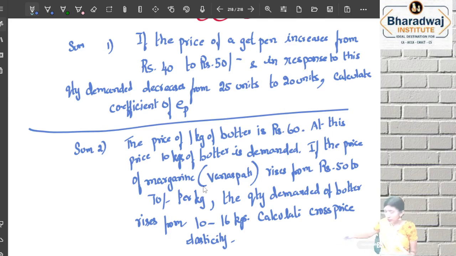If the price of gel pen increases from 40 to 50 and in response to this quantity demanded decreases from 25 to 20 units, calculate coefficient of EP. Sum number 2, the price of 1 kg of butter is 60. At this price, 10 kgs of butter is demanded. If the price of margarine rises from 50 to 70 per kg, the quantity demanded of butter rises from 10 to 16 kgs. Calculate cross price elasticity.